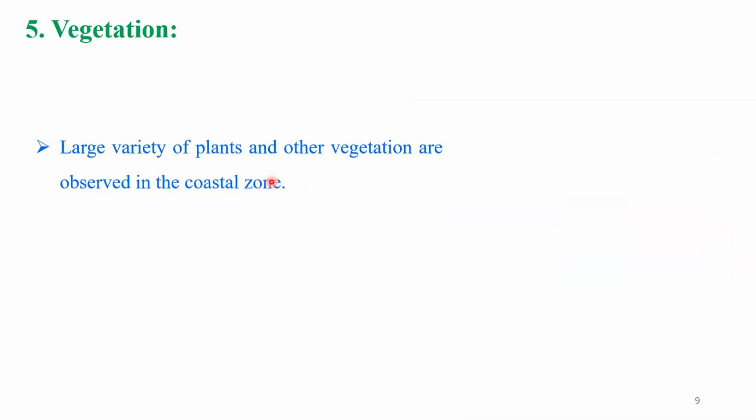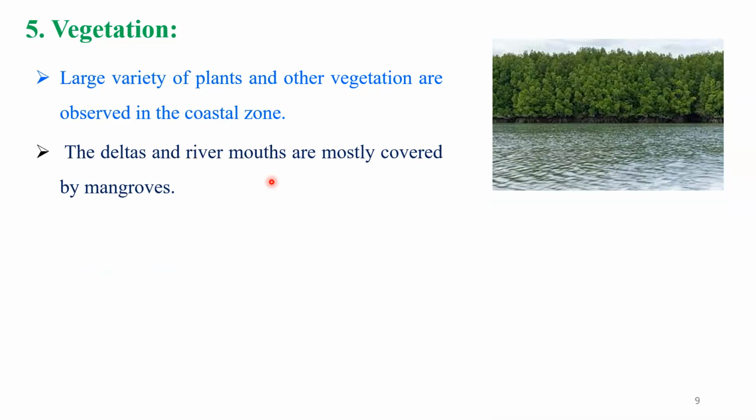Then if you're talking about the vegetation, the very important feature that we'd like to discuss here, a large variety of plants and vegetation are observed in the coastal region. Especially the delta and the river mouth are mostly covered with mangroves. So these are the mangrove vegetation. This is a very dense vegetation.